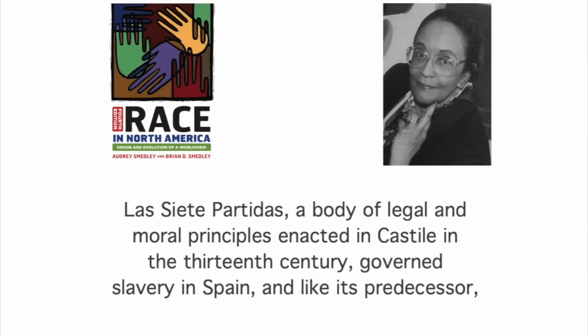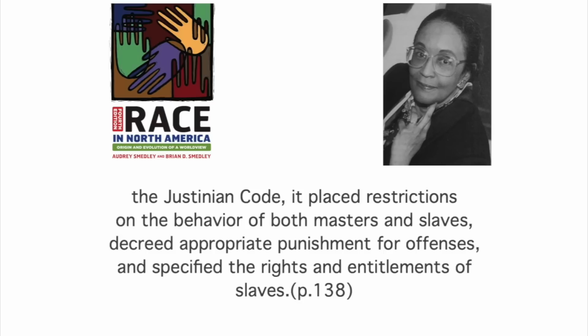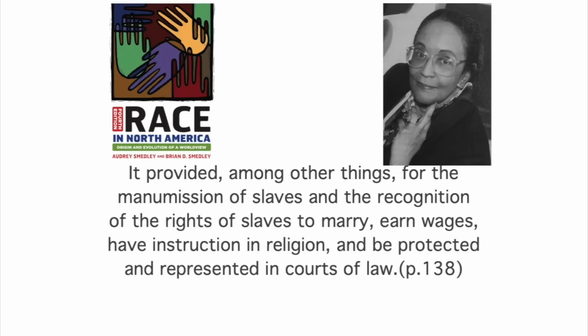Las Siete Partidas, a body of legal and moral principles enacted in Castile in the 13th century, governed slavery in Spain, and like its predecessor, the Justinian Code, it placed restrictions on the behavior of both masters and slaves, decreed appropriate punishment for offenses, and specified the rights and entitlements of slaves. It provided, among other things, for the manumission or the freeing of slaves and the recognition of the rights of slaves to marry, earn wages, have instruction in religion, and be protected and represented in courts of law.